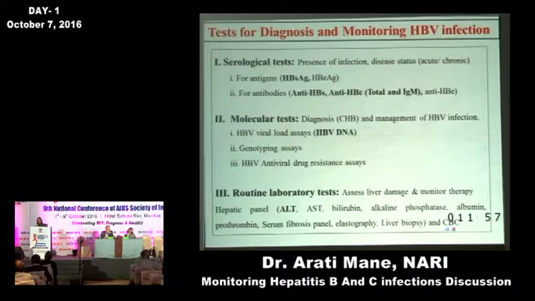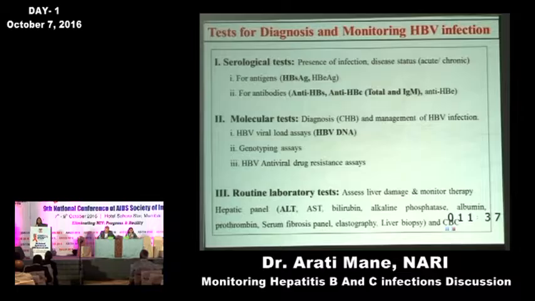Then we have molecular tests for diagnosis of chronic hepatitis B infection as well as for management. So these are the viral load assays. Then we have genotypic assays, which help to predict the course of infection and the effectiveness of treatment. And then we have antiviral resistance monitoring assays.